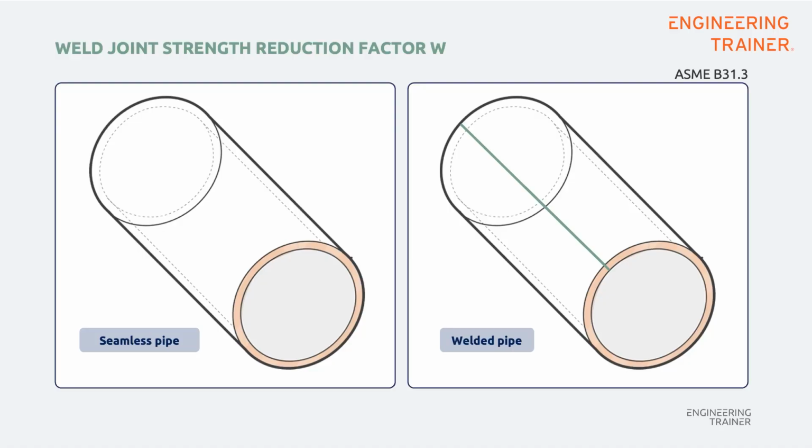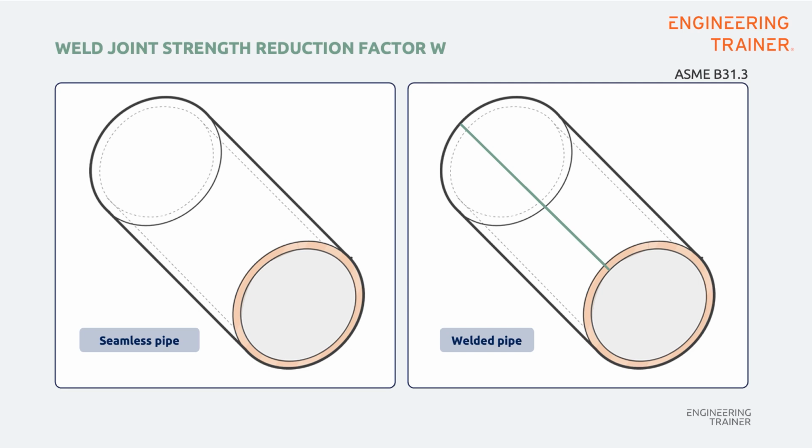The ASME B31.3 provides an additional safety factor, the weld joint strength reduction factor, W. The factor, W, is introduced because the long-term strength of weld joints at elevated temperatures may be lower than the strength of the base material. This factor is dependent on the manufacturing process, the temperature, and the material type.